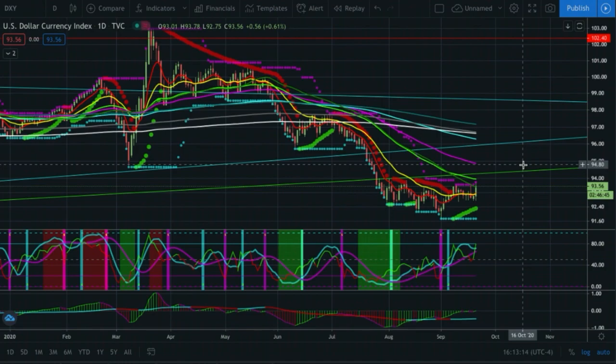I do expect continuation. We essentially got the bounce, came down, found support, and now I would expect a violent and strong move to the upside, especially as the traditional stock market sells off as well.